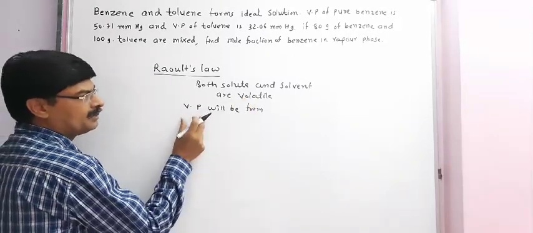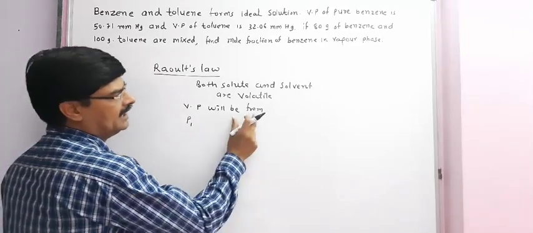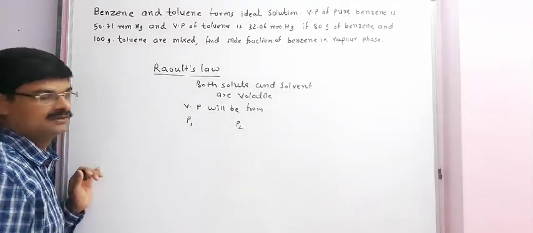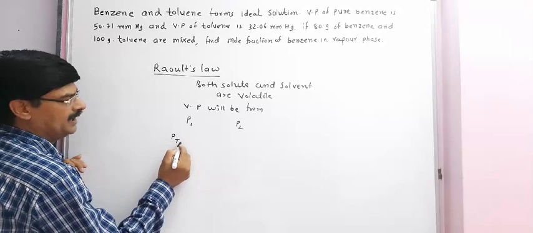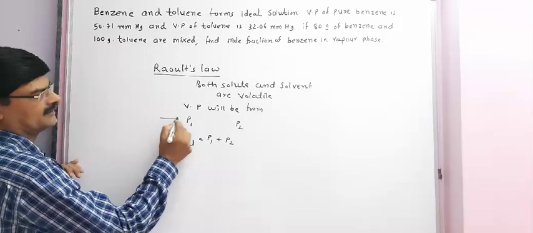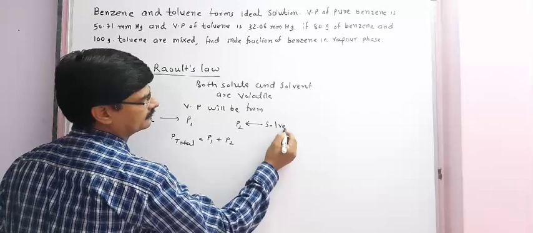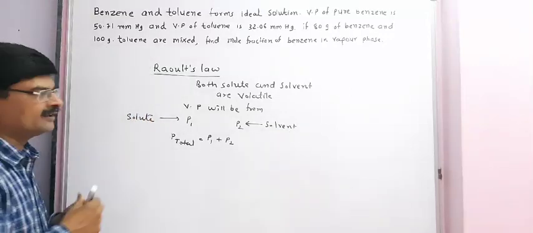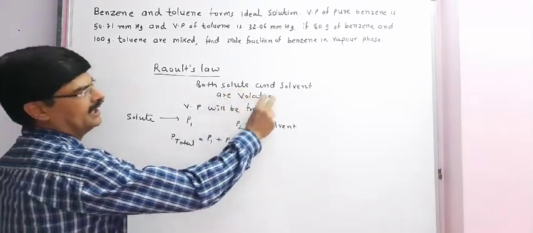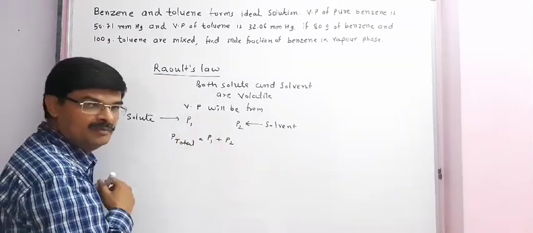Suppose the vapor pressure of solute will be P1 and the vapor pressure of solvent will be P2, that is in the solution. Then we can say P total is equal to P1 plus P2. Once more, this is for solute and this is for solvent. So P total is equal to P1 plus P2. But as I told you, the solute and solvent both are volatile, so vapors of both will be formed.